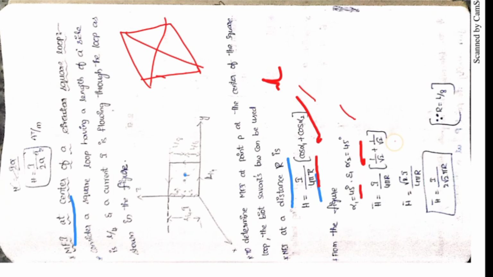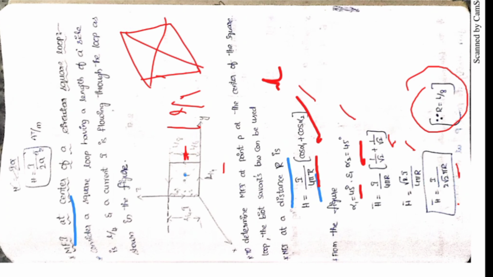H equal to I by 4 pi r, and cos 45 is 1 by root 2, so we get root 2 I by 4 pi r. Therefore, H equal to I by 2 root 2 pi r, because r equal to L by 8. The side is L by 4, length divided by 4, and the distance from the center is exactly half of that, so L by 8.